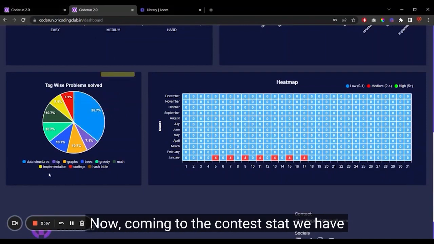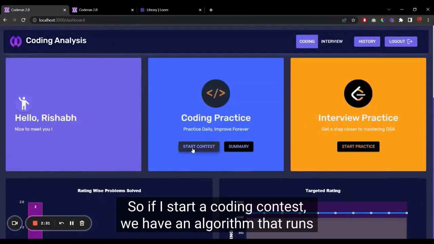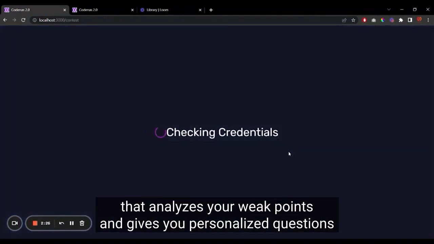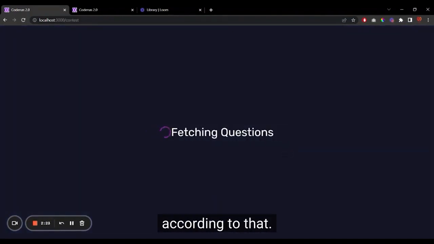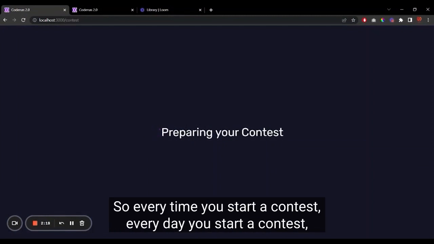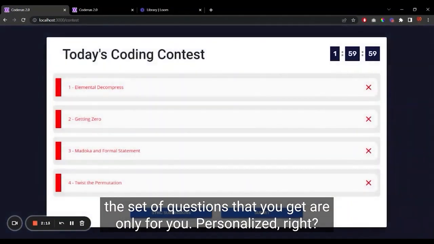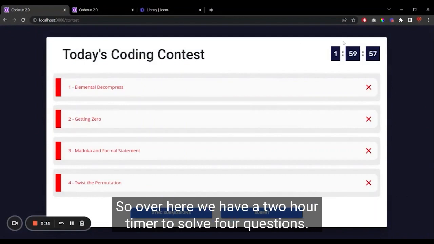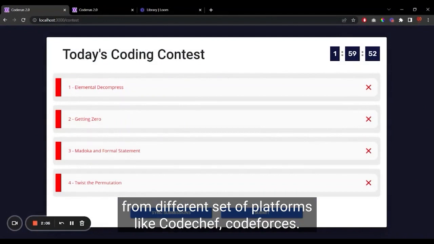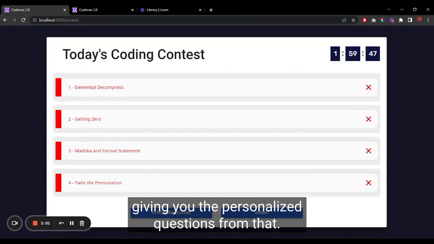Now coming to the contest start, we have two different contests: coding as well as interview practice. If I start a coding contest, we have an algorithm that analyzes your weak points and gives you personalized questions according to that. These questions are just for you and not prepared for anyone else. Every day you start a contest, the set of questions that you get are only for you, personalized, right? Over here we have a 2 hour timer to solve 4 questions. These questions are from different platforms like CodeChef and Codeforces. We have curated a question bank and we give you personalized questions from that.